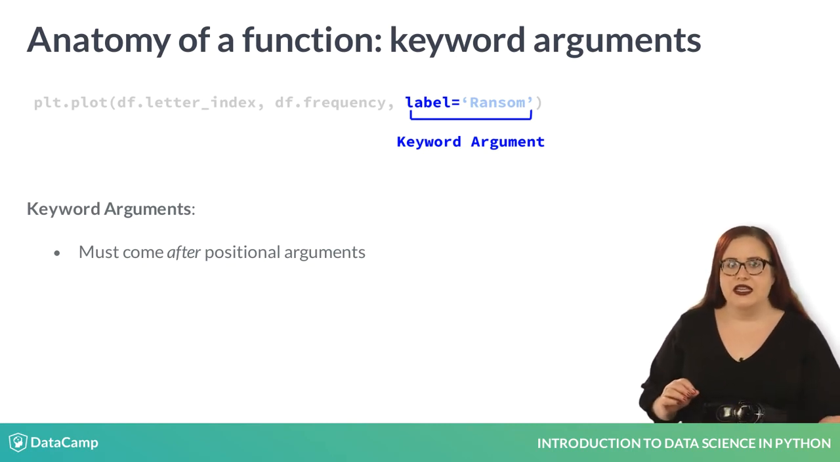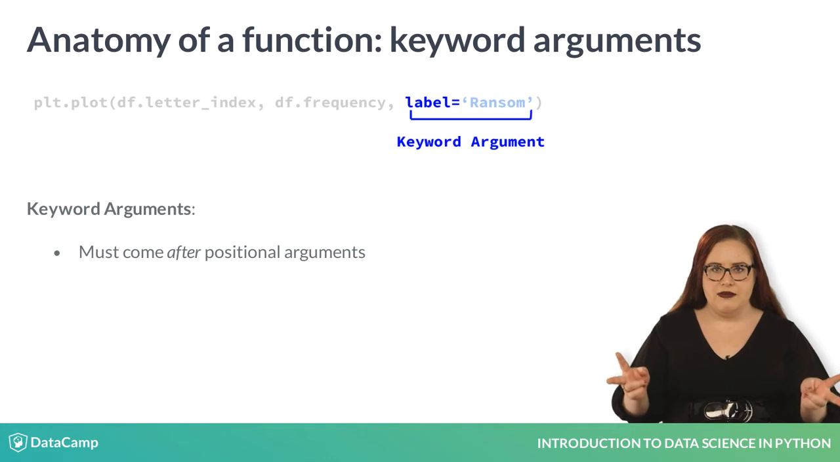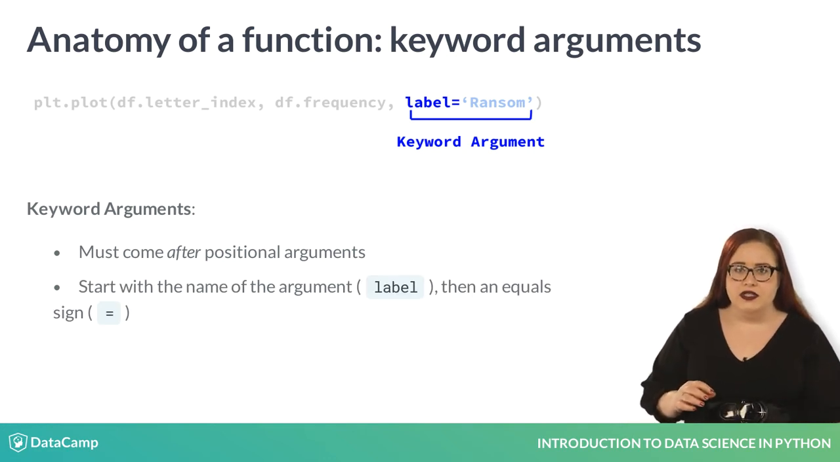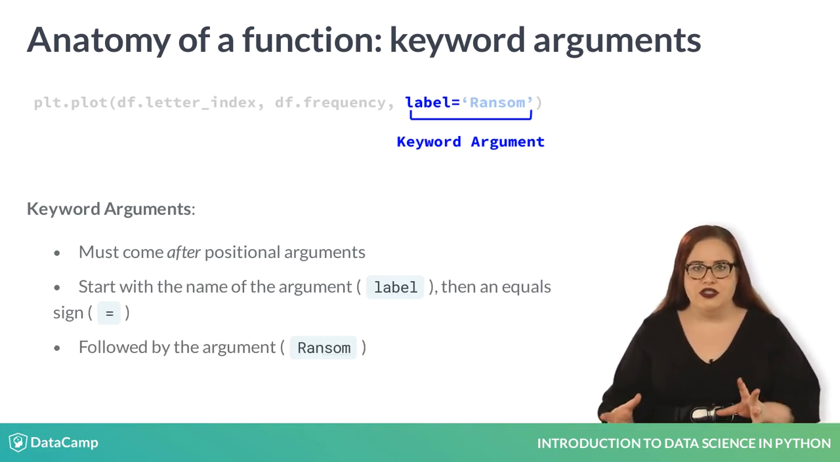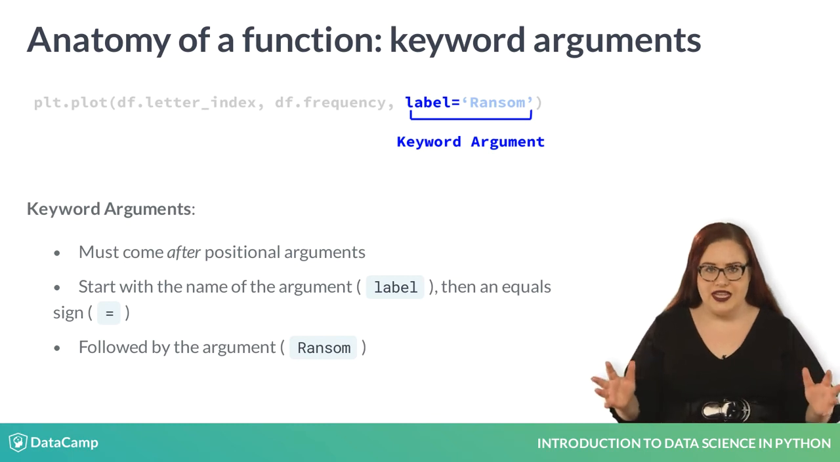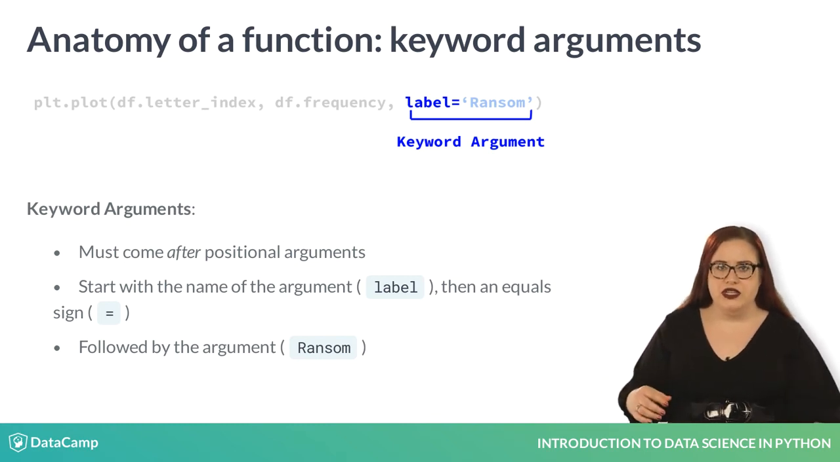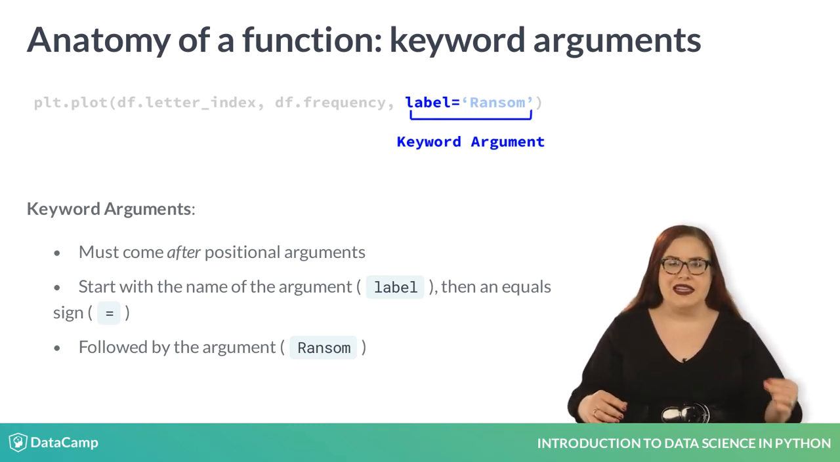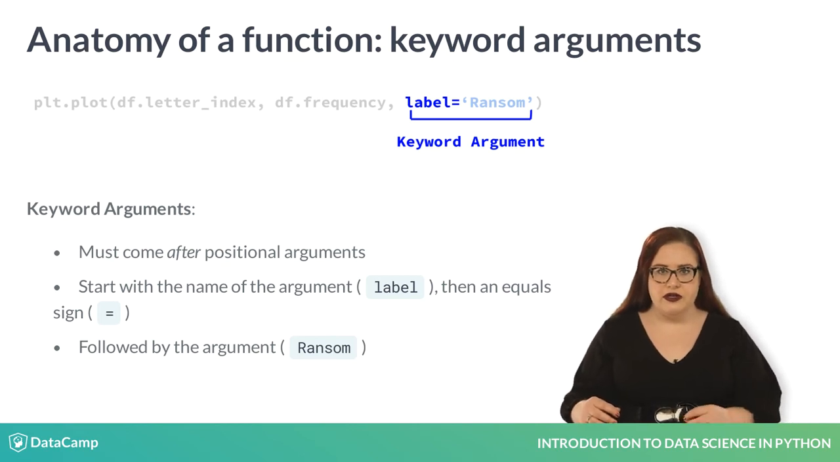In this case, the keyword argument is called label. After the equals sign, we've put the actual input to the function, which is ransom. Eventually, this argument will let us create a legend for our graph.